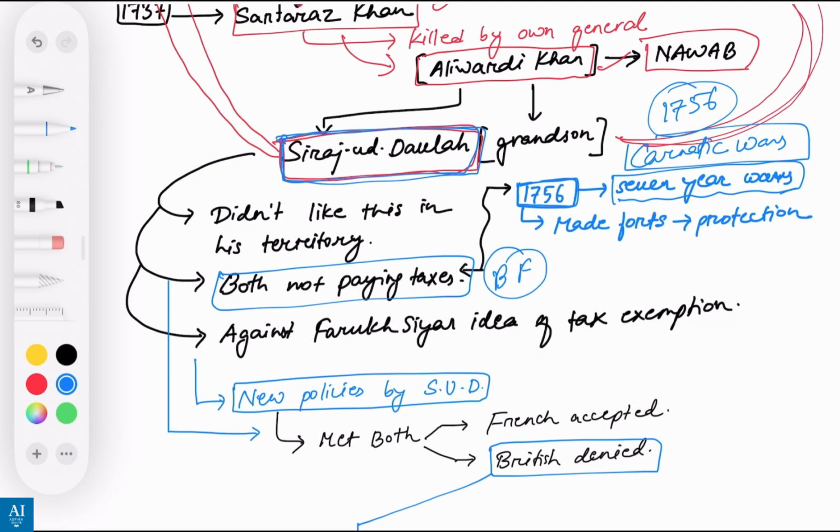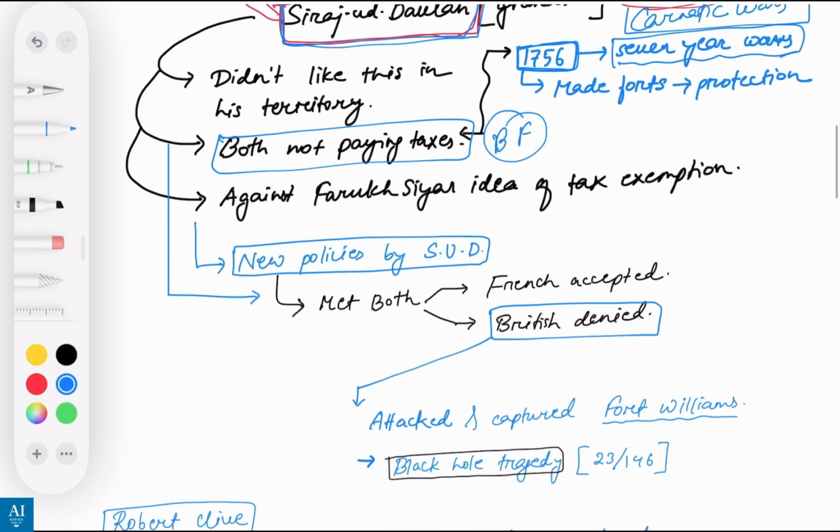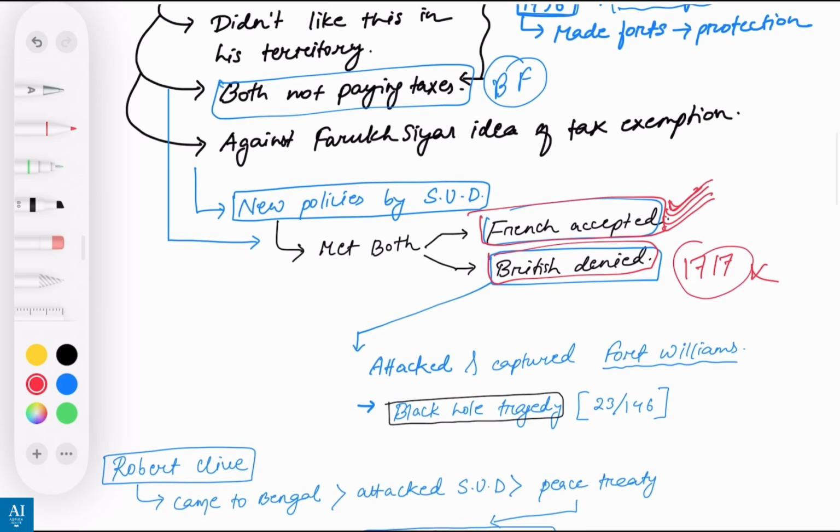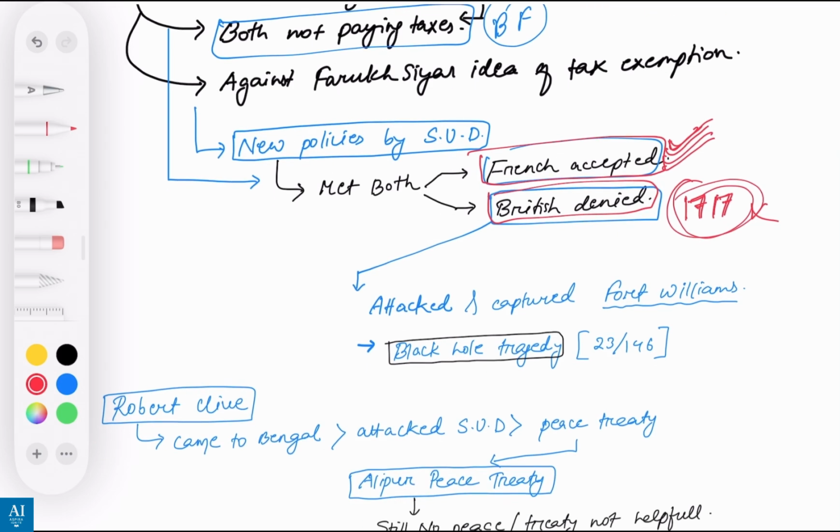So Sirajuddaulah called a meeting with whom? With the French and British both. So what did he tell them? He told them they need to pay tax from now on, and the 1717 Farman will be rejected. Everything was accepted by the French because they were just a mere trading company during that time after the Carnatic Wars, but it was not accepted by the British. Why didn't they accept? Because they wanted to consolidate their position and increase their power in India. So that's why the British didn't accept.